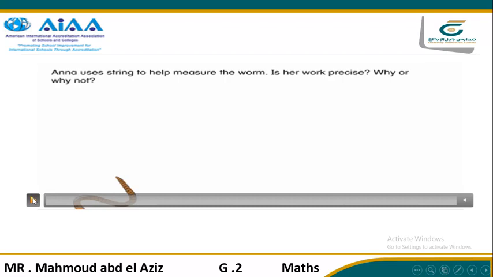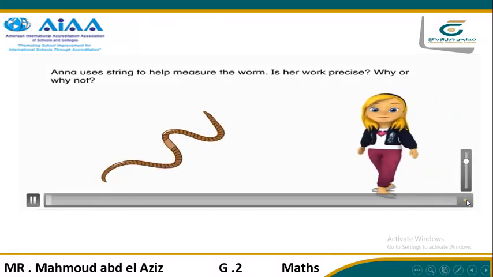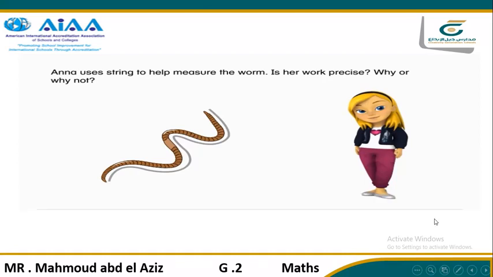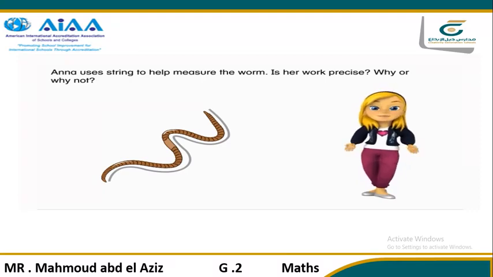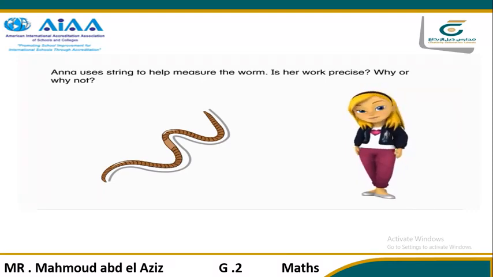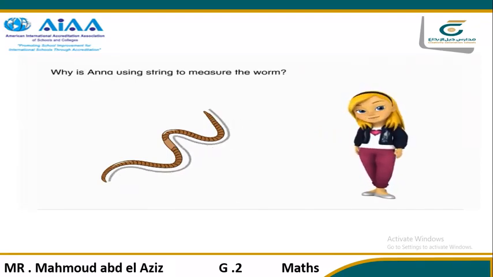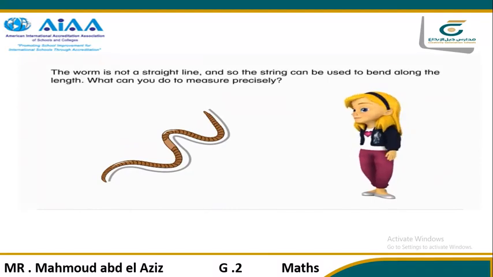Okay, with another video here. Anna uses string to help measure the worm. Is her work precise? Why or why not? Let's find out about measuring precisely. Why is Anna using string to measure the worm? The worm is not a straight line, and so the string can be used to bend along the length. What can you do to measure precisely?